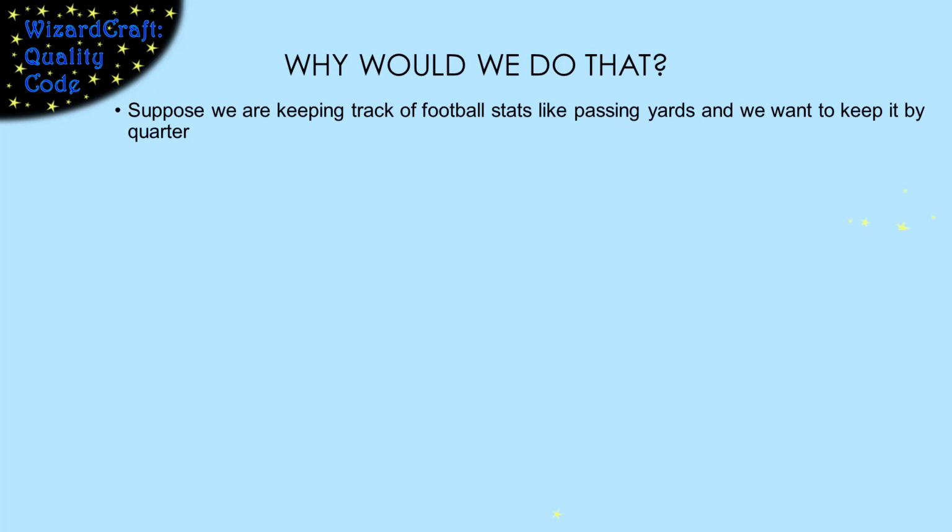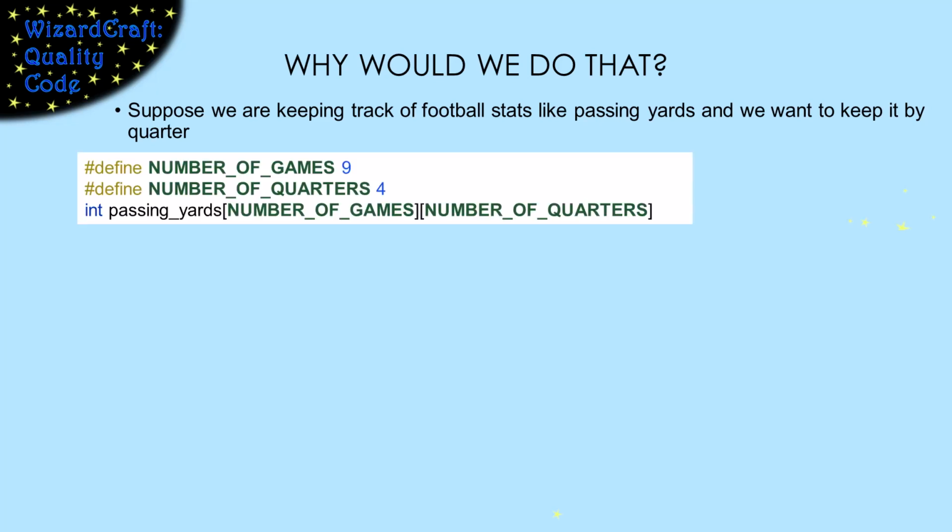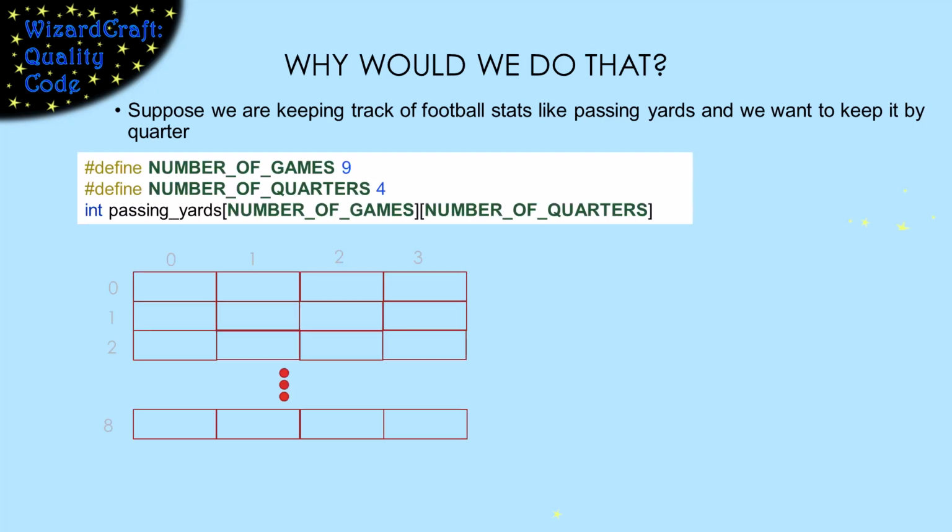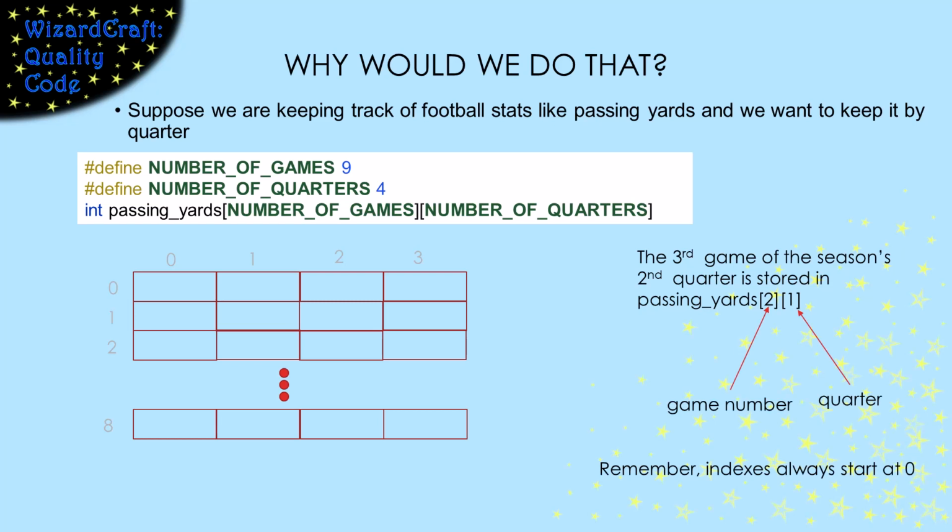We need an example to motivate why we're playing this game. Suppose we're football fans and we want to keep track of passing yards per quarter for an entire season. If we assume that our season has 9 games, this is how I would create an array to hold our data. 1 row for each game and 1 column for each quarter. For example, the third game's second quarter would be here, row 2, column 1. Remember, indexes start at 0.